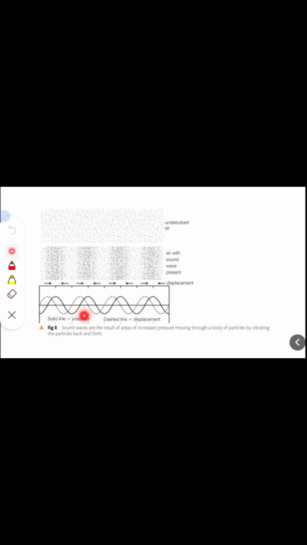Okay, so the solid line is representing the pressure. You know that at the point of compression, the pressure would be high. Here the y-axis is representing the pressure, and the x-axis is representing the distance. So high pressure, then low pressure here because it's the rarefaction. High pressure, low pressure, high pressure, low pressure. This is how the pressure distance wave would look for sound waves or the longitudinal wave.